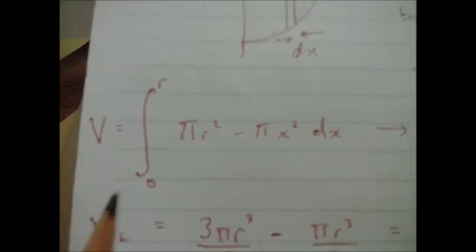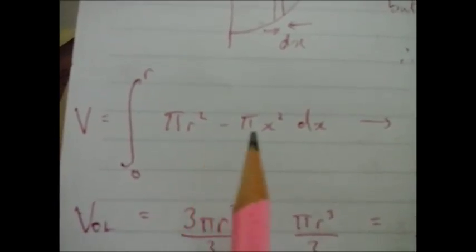Now if I take the integral of it with respect to x from 0 to r, this will add up all the slices in this hemisphere and give me the volume of a hemisphere. To get the volume of a sphere, I'll just double my answer. So to integrate this with respect to x, it's going to be pi r squared x, minus pi x cubed over 3.